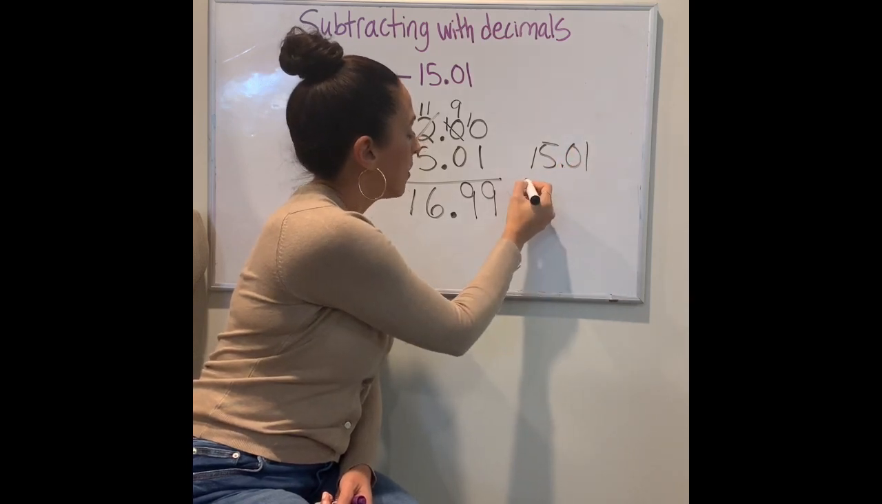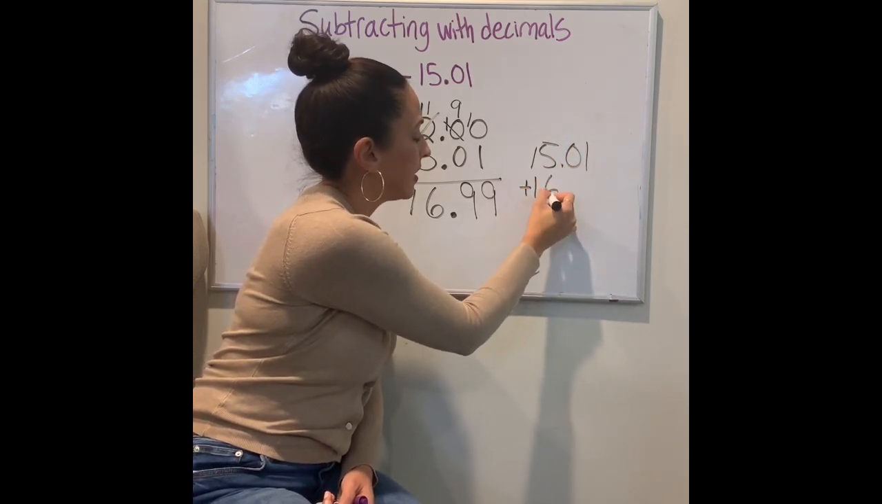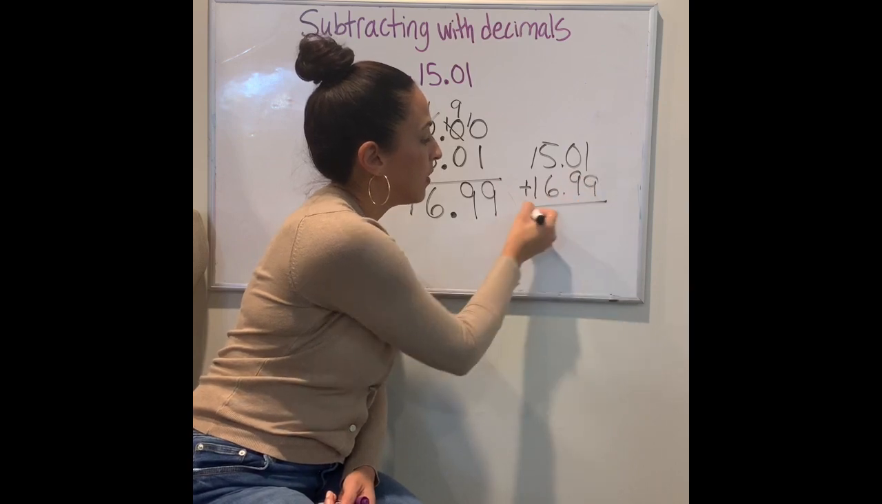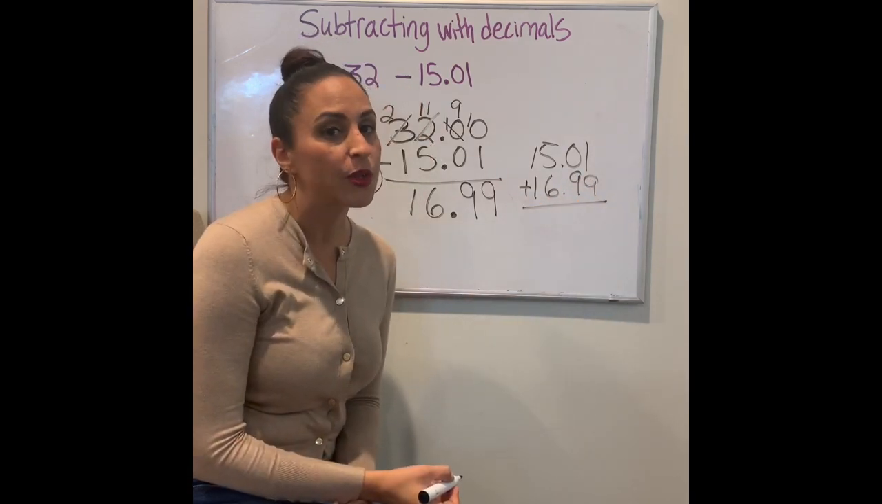15.01 plus 16.99. You add it all up. When you add it all up, you're going to get 32.